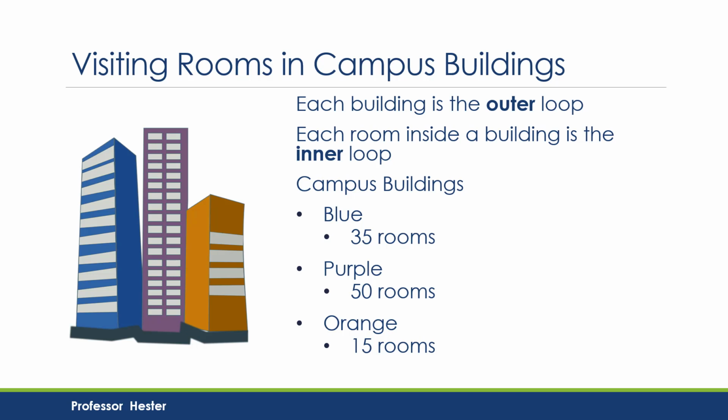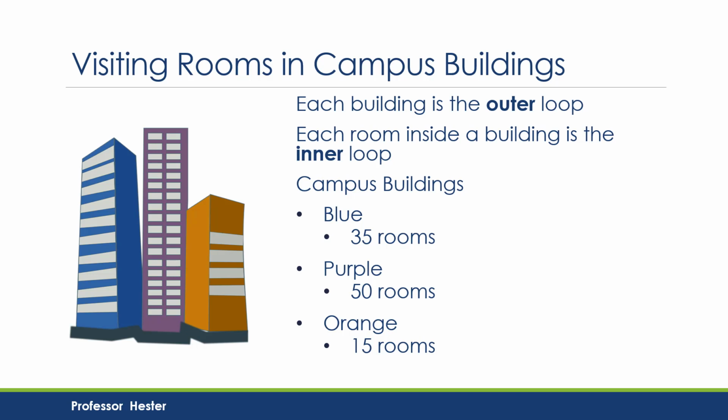First, I go to the blue building. This is the first iteration of my outer loop. Inside the building, I visit all 35 rooms. Visiting the rooms is my inner loop. After I finish, I exit and I go to the next building, the purple building.